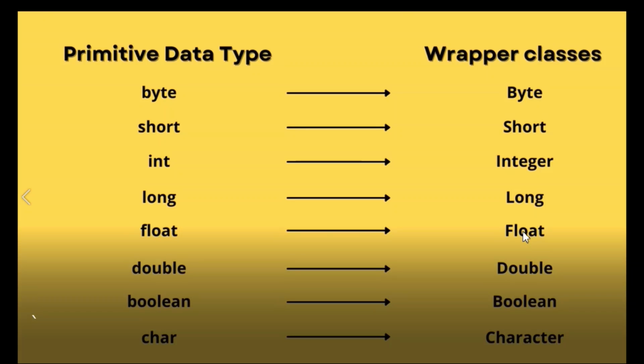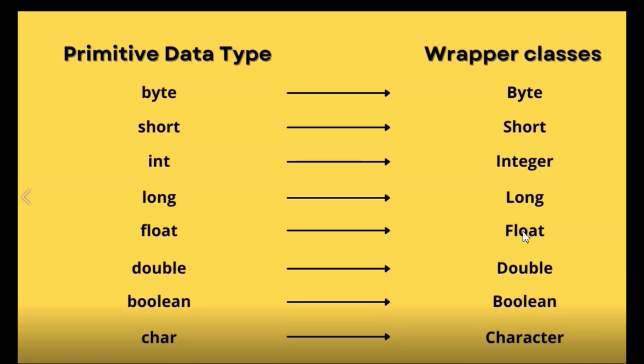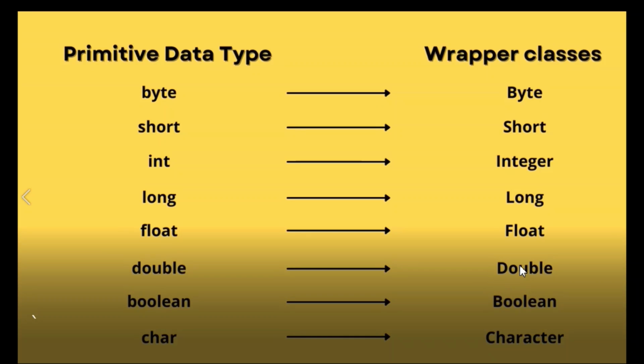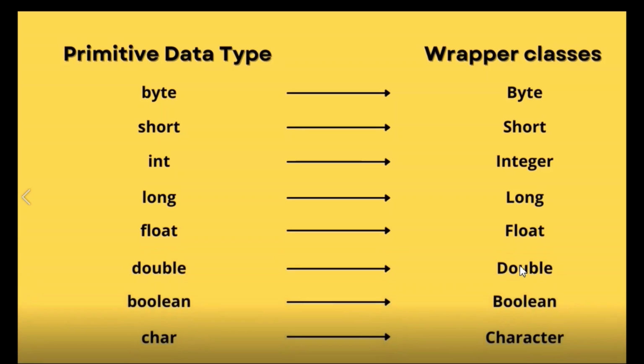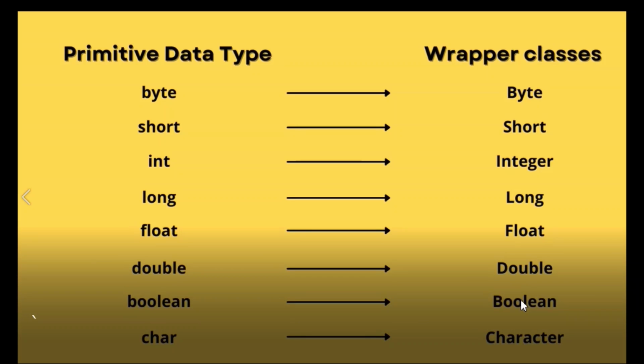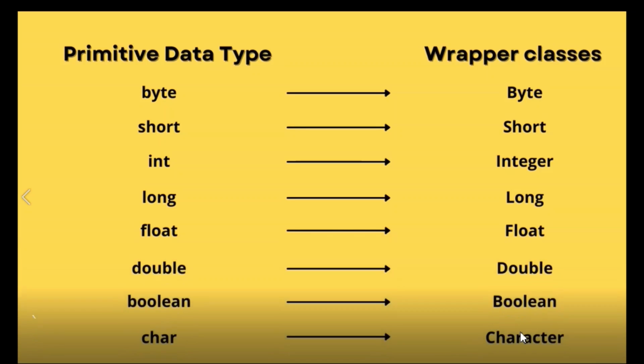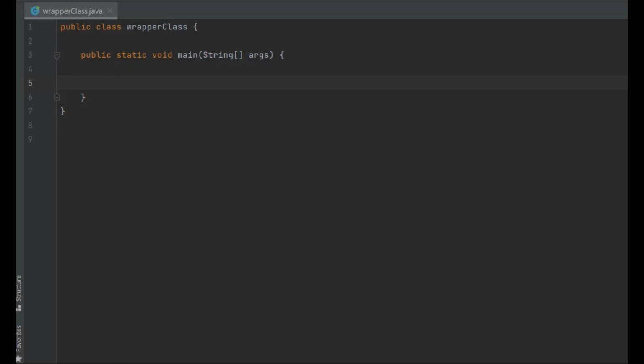Now, float has 3 constructors. It can parse the values of float, double, and string. Double has 2 constructors, double and string. Boolean has 2 constructors, boolean and string, and the last one, character, has only one constructor, which is called char. A couple examples.